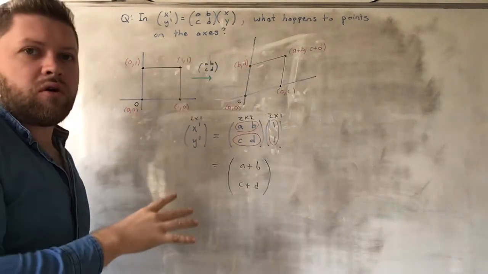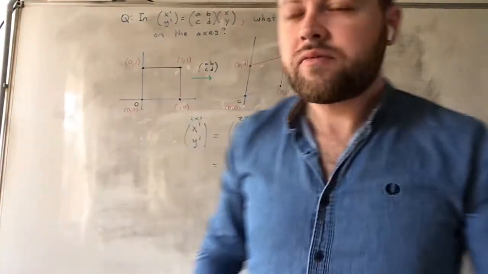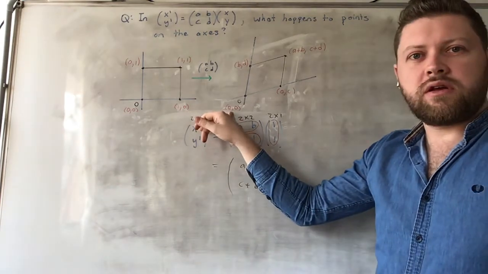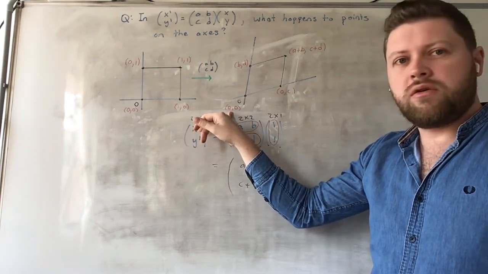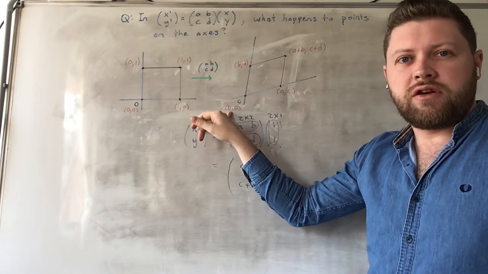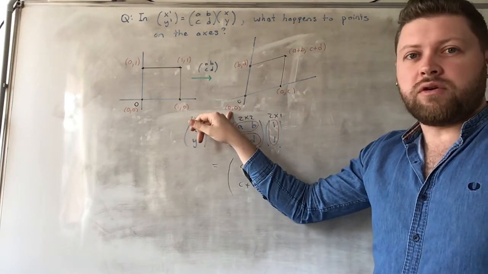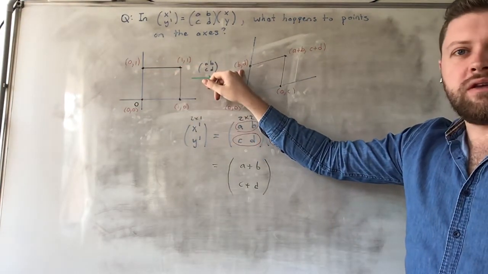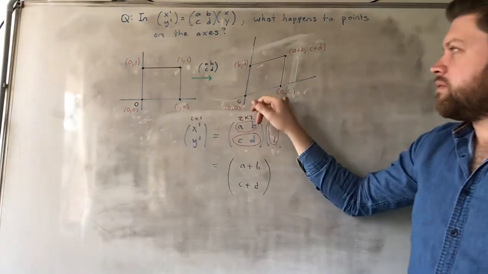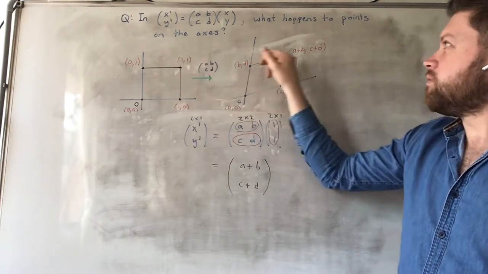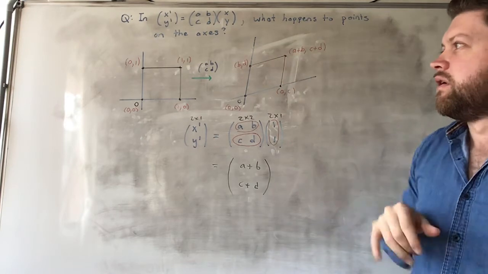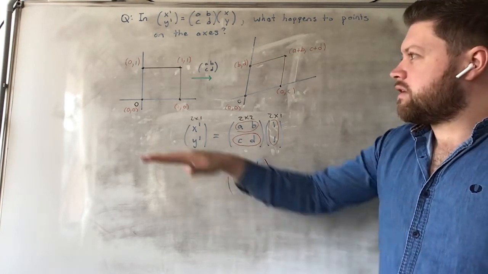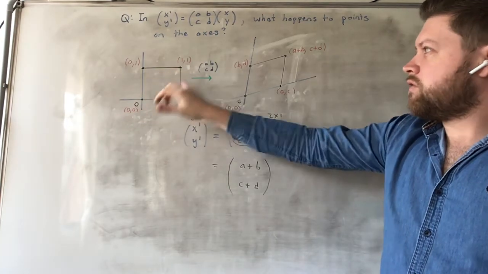Okay, and if you go down through all of these calculations, you'll find that the origin gets mapped to the origin. So the origin 0, 0, nothing happens to it under a linear transformation. It stays put. Okay, the point 0, 1 gets mapped to the point (B, D). The point 1, 0 gets mapped to (A, C), and this point 1, 1 gets mapped to (A plus B, C plus D).